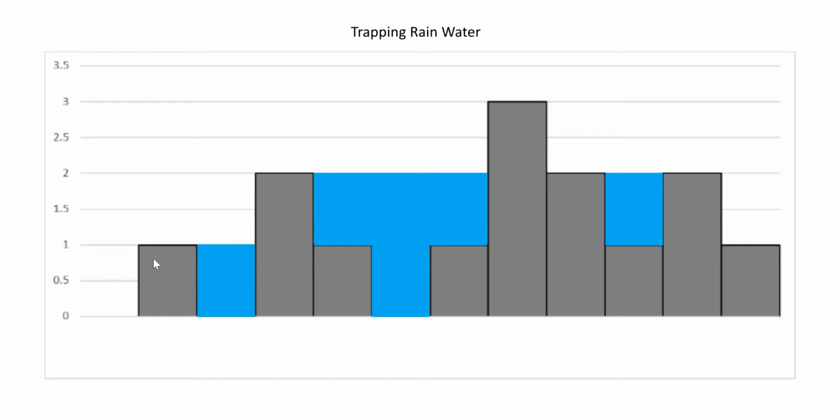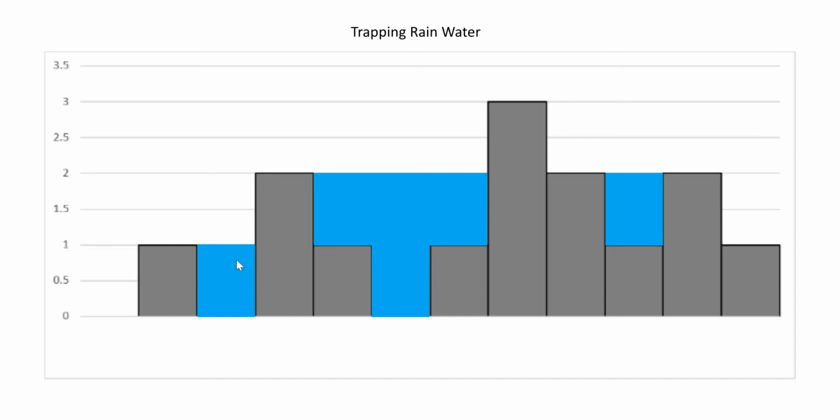When we iterate over the blocks, the first block is this one and it has a height of 1, and the left max is nothing but 1 because this is the first one, and on the right side the highest one is going to be 3. Between these we have to find the minimum height. So 1 and 3, the minimum is going to be 1, and the current block is also 1. If we subtract 1 minus 1, it is 0, so we won't be able to store water here.